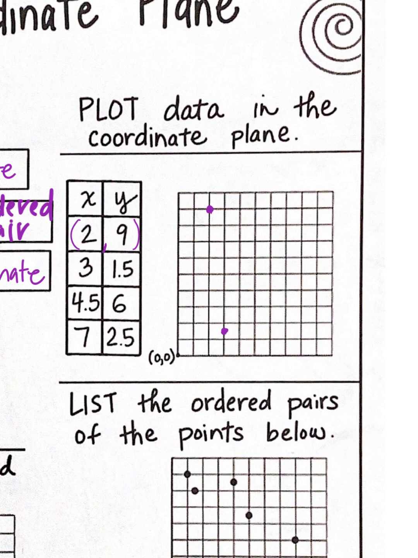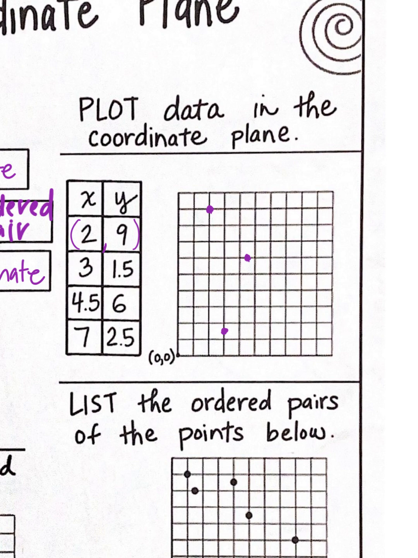Okay, the next one is 4.5, 4 and 5 tenths. How far over do I need to go? 1, 2, 3, 4.5. Up how many? 6. 4, 5, 6. So it's going to go about right here where my little red dot is. I just lost my place when I took my dot off. 1, 2, 3, 4.5. 1, 2, 3, 4, 5, 6. Right here. Okay, and then my last one.